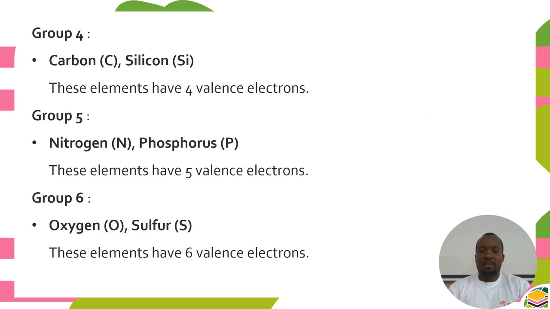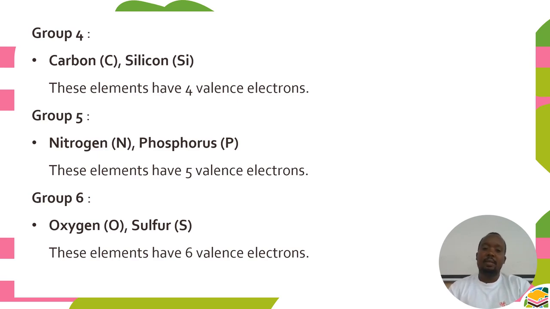Group 4, we have carbon, silicon. The 2 elements that are found in group 4 because they have 4 valence electrons. Group number 5, members are nitrogen and phosphorus. So these elements have 5 valence electrons, 5 outermost electrons.